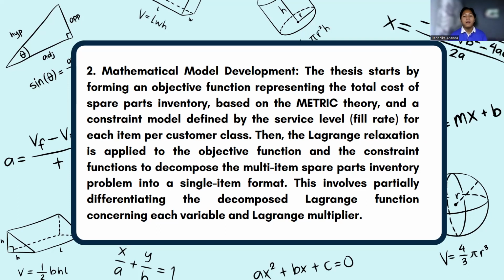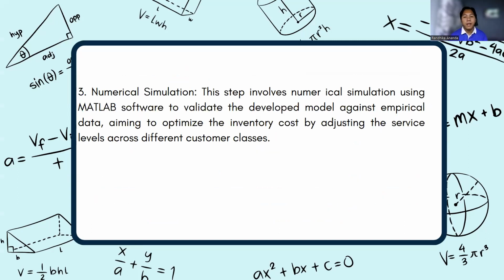Mathematical model development. The thesis starts by forming an objective function representing the total cost of spare part inventory based on the metric theory and a constraint model defined by the service level for each item per customer class. Then the Lagrange relaxation is applied to the objective function and the constraint function to decompose the multi-item spare part inventory problem into a single item format. This involves partially differentiating and decomposing the Lagrange function with respect to each variable and Lagrange multiplier. Next slide.